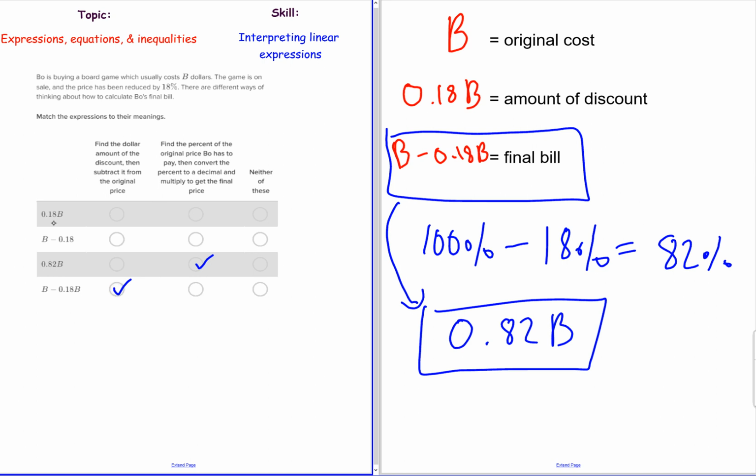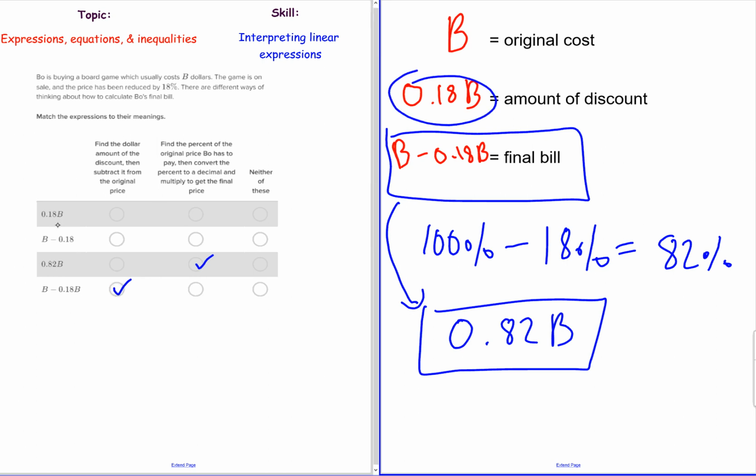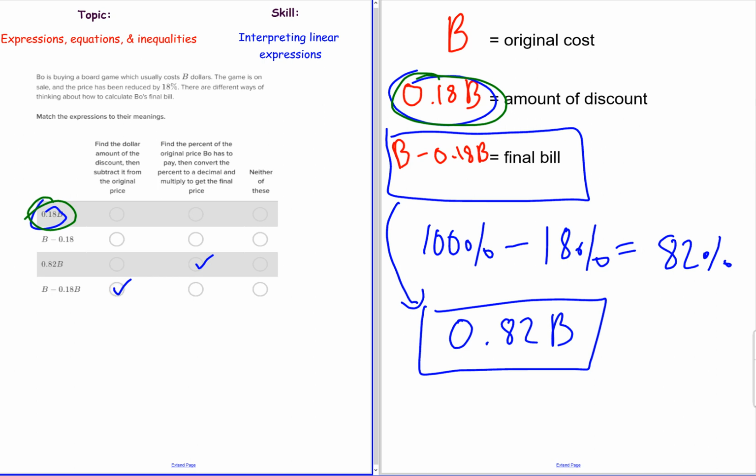Now this one right here, does this have anything to do with the final price? I mean, I know it's mentioned up here, right? These two match each other, but the thing is, let me do it in green so we can see. This green and this green match each other, but that's just the amount of the discount, right? It's not the final price. It's a component of the final price. You take that away from the original, but in terms of these two, it's not a way to calculate the final price. And this last one is actually just a meaningless expression.